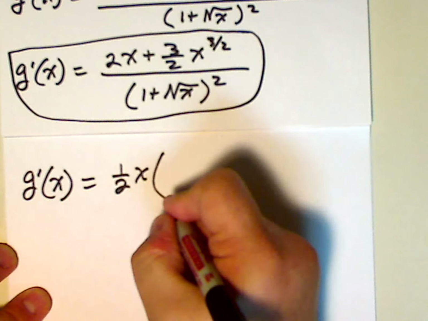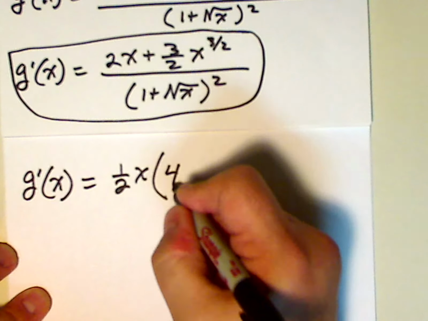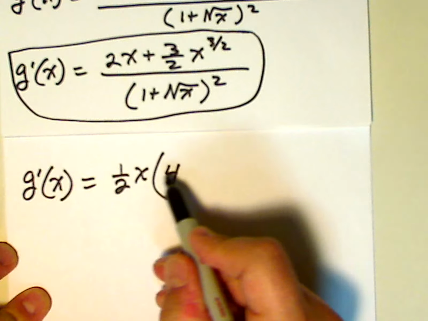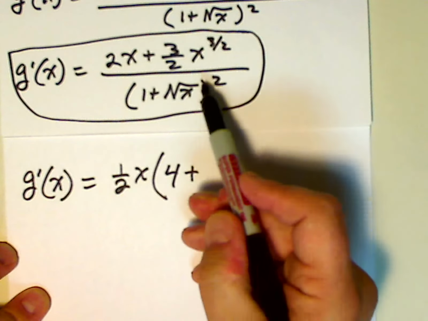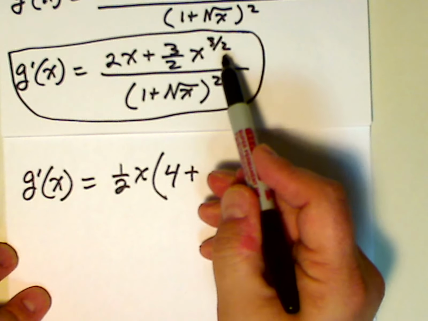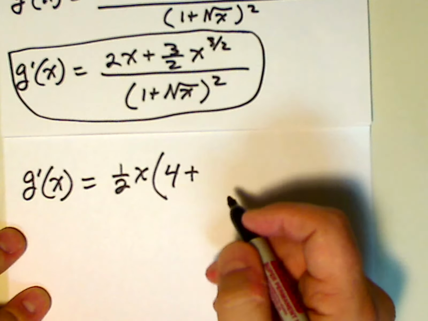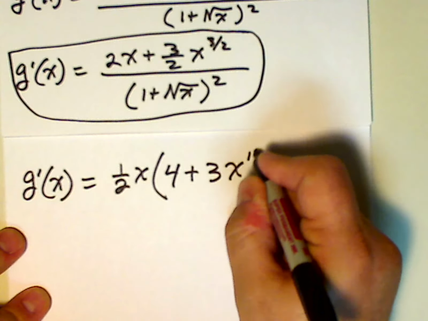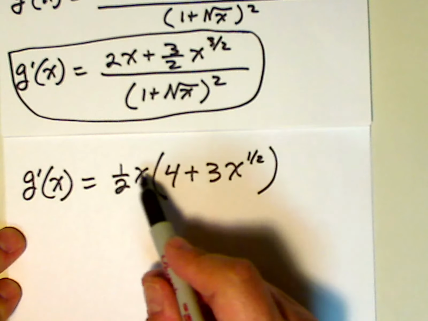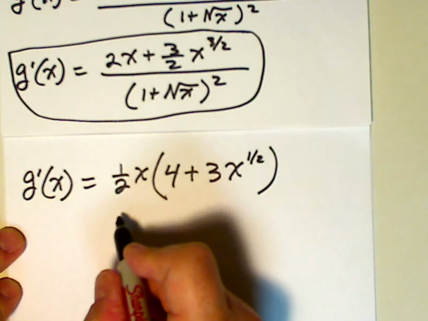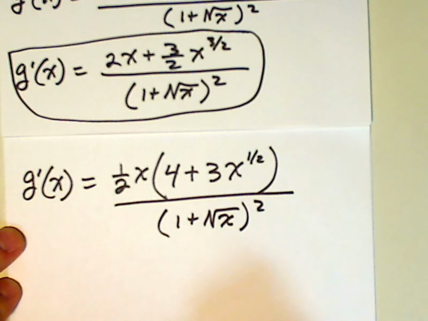A half x times, well, a half x times what is equal to 4x? Well, a half x times 4, right? If we take a half x and we multiply by 4, it becomes 2x. Plus, a half x times what is equal to 3/2 x to the 3/2? Well, that's 3 times x to the 1/2. Right, if we multiply a half x times 3x to the half, we get 3/2 x to the 3/2, and that's what we have up there. Divided by 1 plus the square root of x squared.